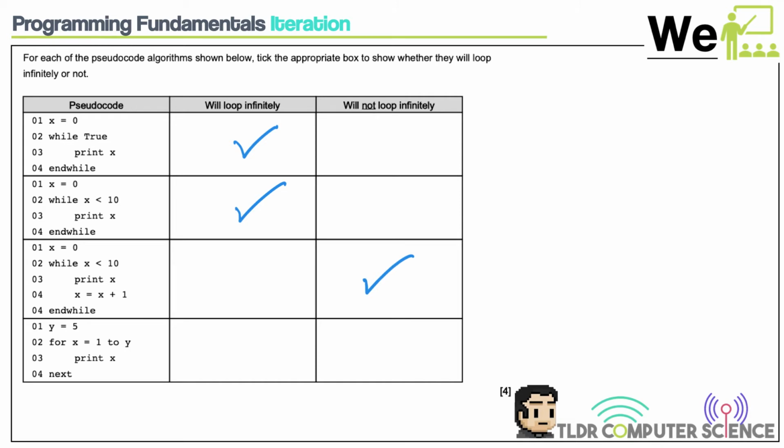And then for the last one here, y equals 5. For x equals 1 to 5, that's going to be a loop that goes 1, 2, 3, 4, 5, printing x each time. It's a count-controlled loop that goes around 5 times, and so it will not loop infinitely.